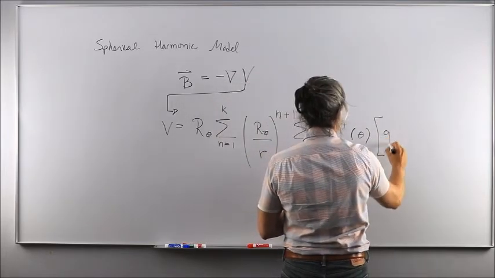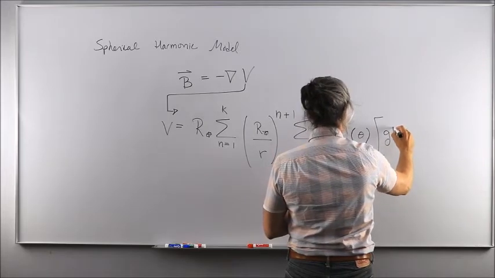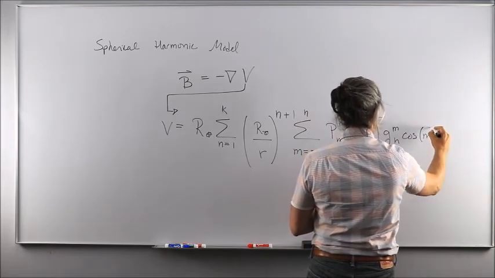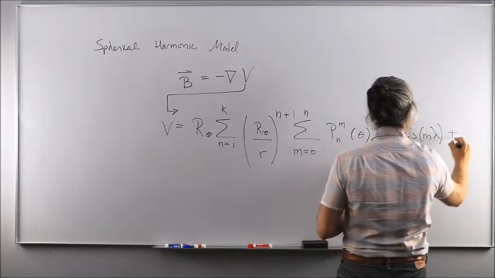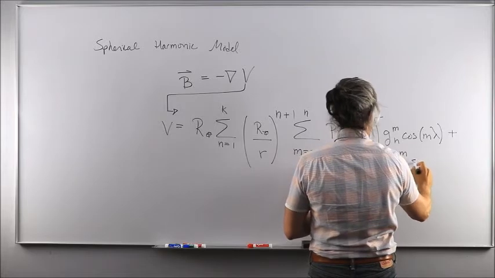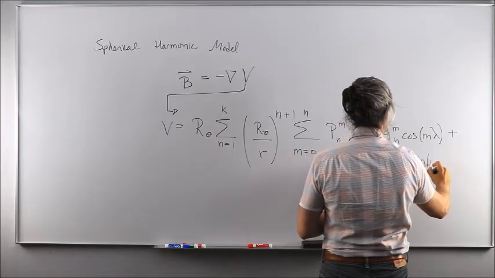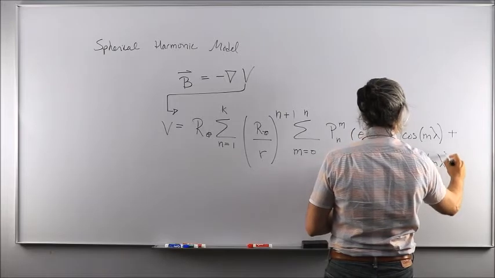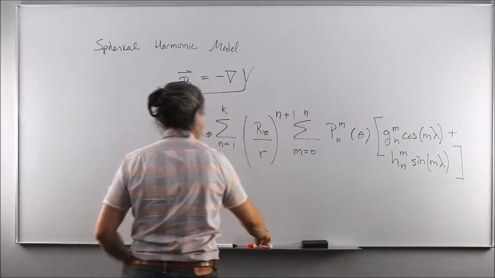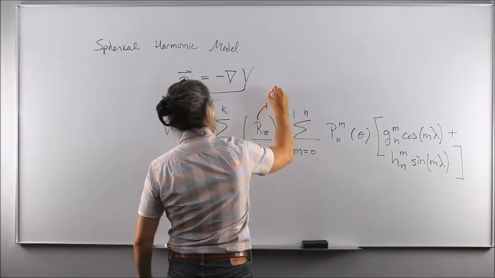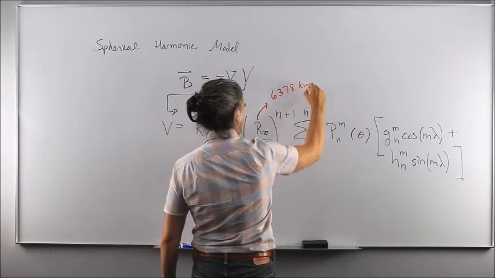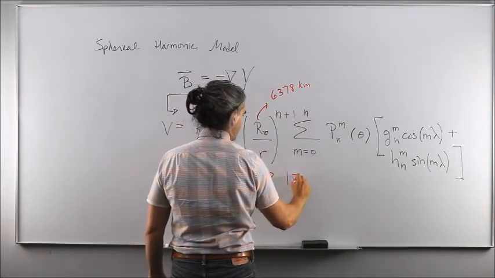This will multiply g and m, cos of the order times the longitude, lambda, plus another coefficient of degree n order m times sine of the order times longitude lambda. Okay? So, just to sum things up here, this here is a constant. That's 6,378 kilometers, the mean equatorial radius of the Earth. This r is the norm of your position vector on orbit.